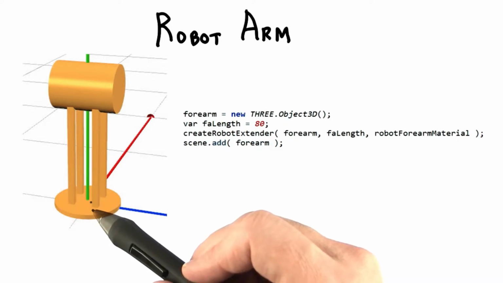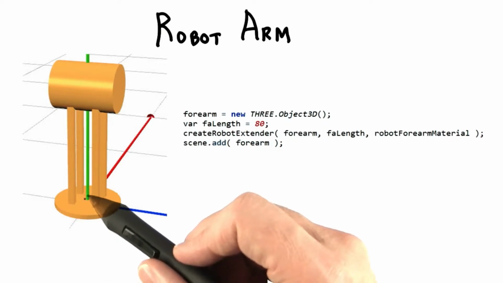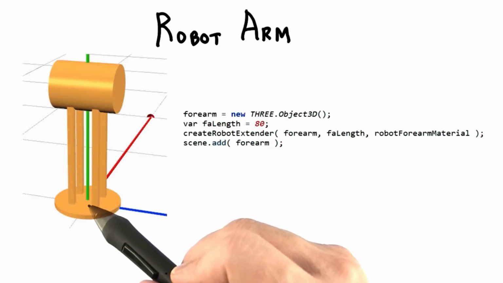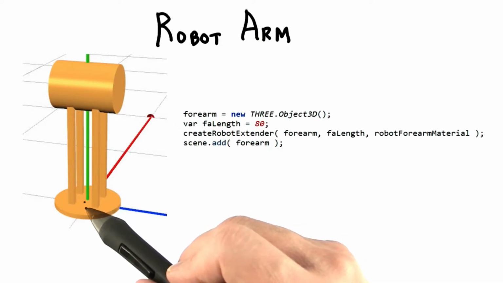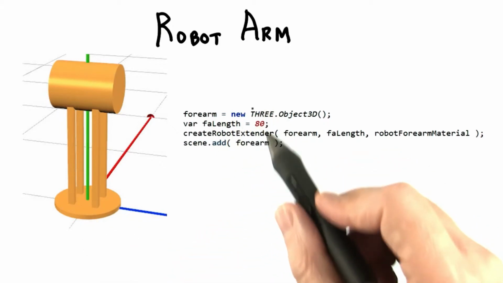I run some tests on it and it looks good. I've made it so that the point where I'll attach it to the upper arm is at the origin. I do this because I know that when a rotation is applied, the rotation happens with respect to the point at the origin. Here's the code to create my forearm.